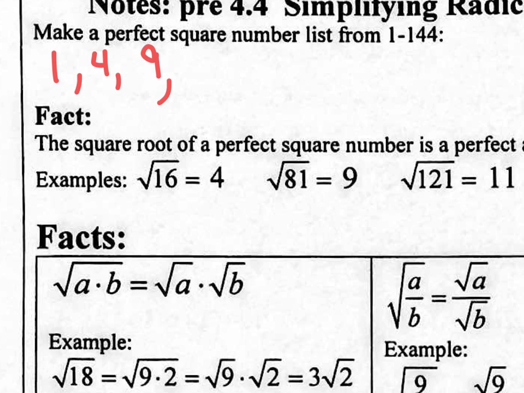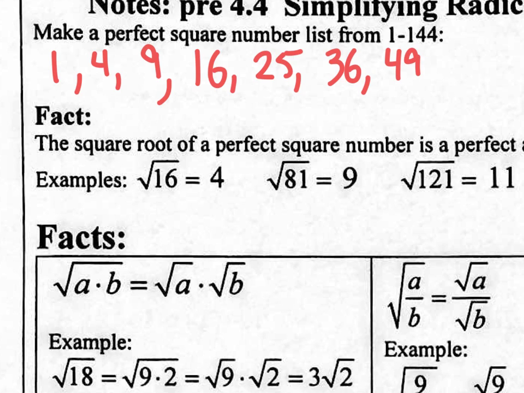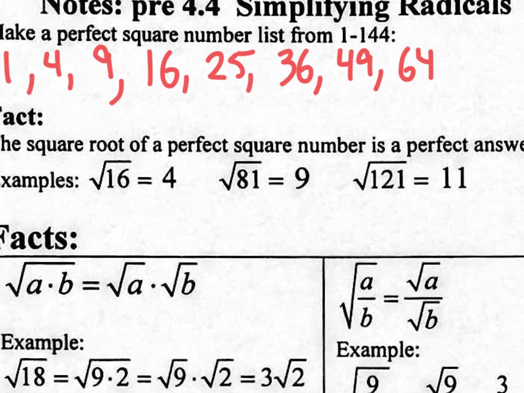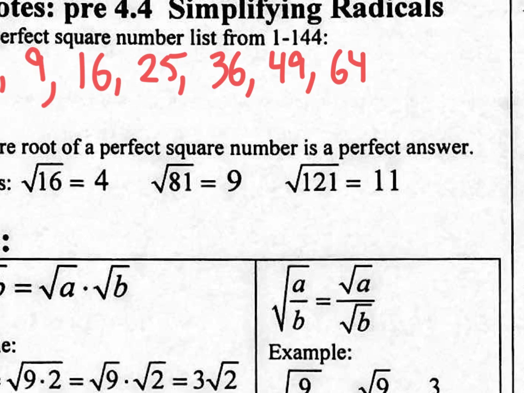Now we have the next number. Anybody? Not 10. 12? No. 16. Come on, guys. What's the next one? 25. And the next one? 36. And the next one? 49. The next one? Anybody? 64. And of course there's more. What's after 64? 72? No. 81. Okay, and then 100.